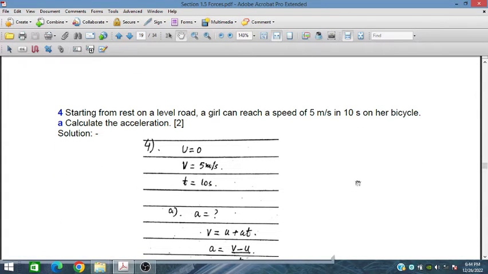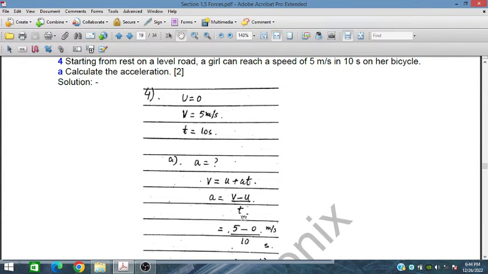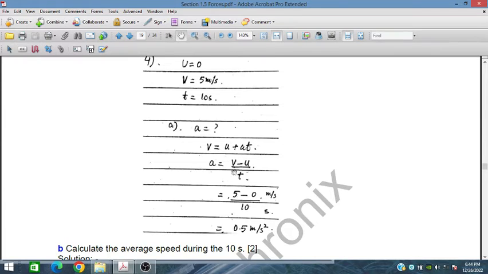Starting from rest on level ground, a girl can reach a speed of 5 meters per second in 10 seconds on her bicycle. Calculate the acceleration. Initially the velocity was 0 and her final velocity is 5 meters per second after 10 seconds. So the acceleration is obtained as (v minus u) upon t. So this is 5 meters per second, initially it was at rest so 0, in 10 seconds, divided by this, so acceleration is 0.5 meters per second squared.